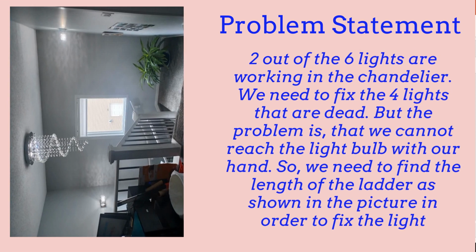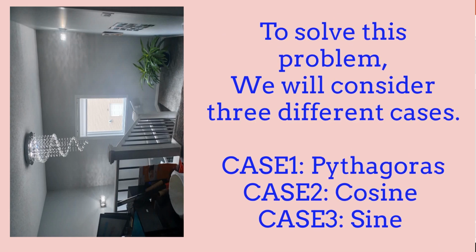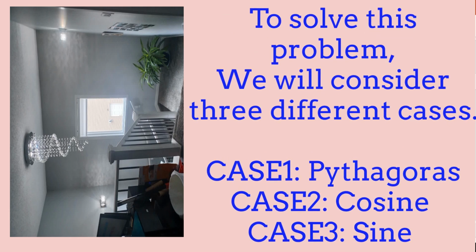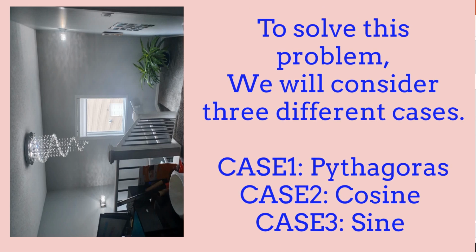So we're going to need to find the length of the ladder as shown in the picture in order to fix the light. To solve this problem, we're going to consider 3 different cases. The first case, we're going to be using the Pythagoras Theorem, and the Pythagoras Theorem means a squared plus b squared equals c squared. The second case, we're going to be using the cosine formula. And finally, for the third one, we're going to be using the sine formula. So these are going to be the 3 ways that we're going to solve this problem.